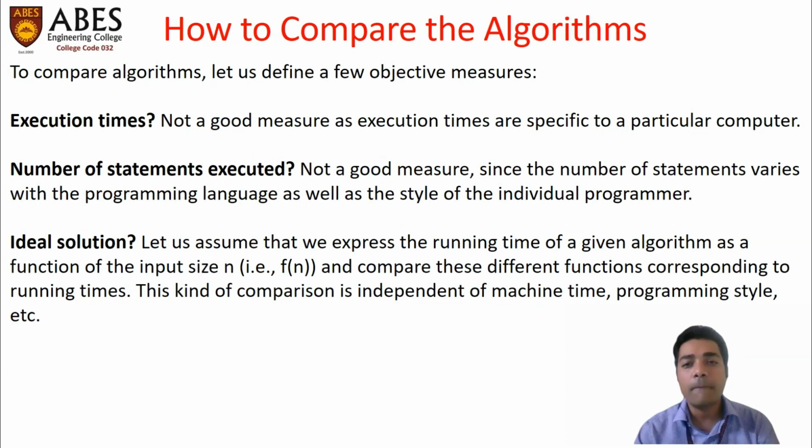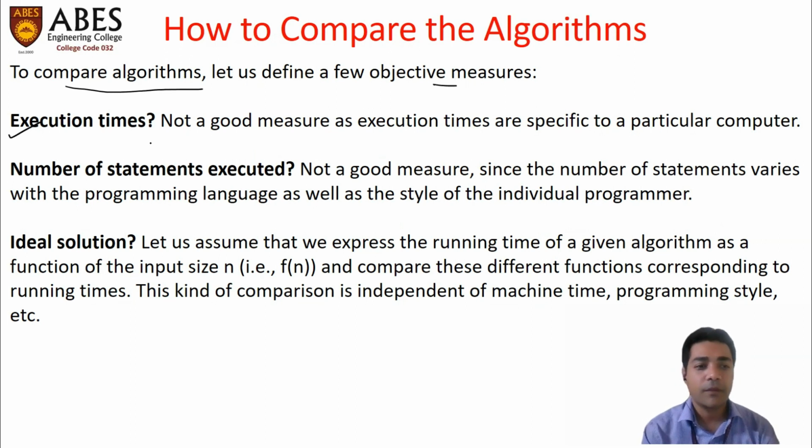Now, how to compare the algorithms? How to say this algorithm is good and this algorithm is bad? The factors we have already seen are time, space, and accuracy. But we also have something called execution time. So the topic is to compare algorithms. Let us define a few objective measures. Can it be the execution time?